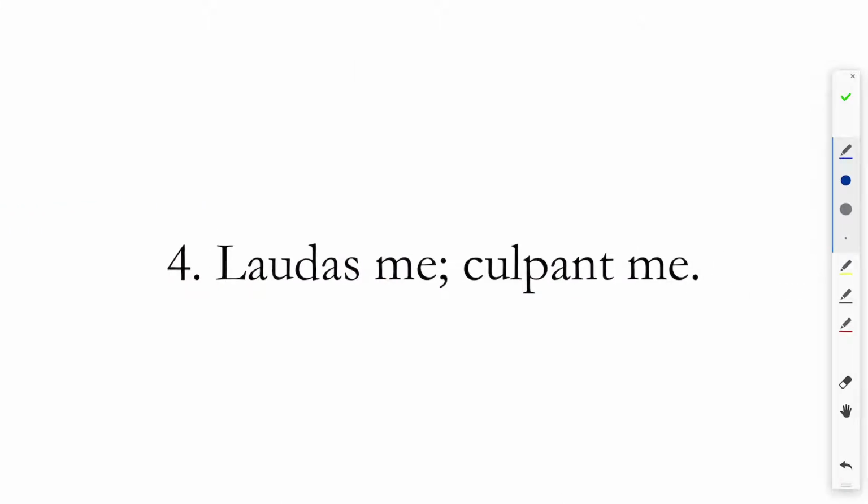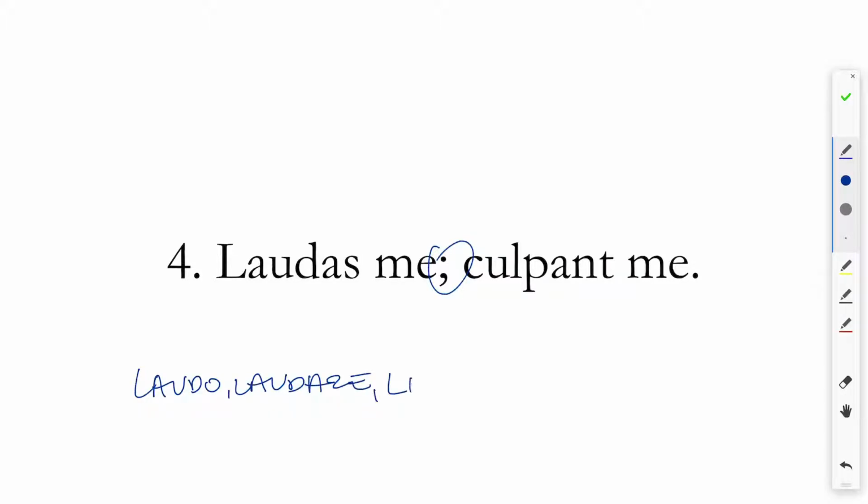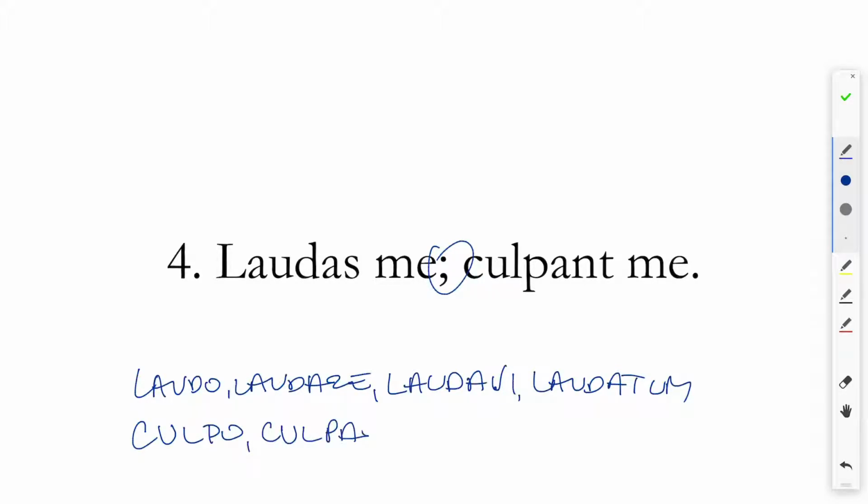Number 4, laudas me, culpant me. Both of these end in me. These are two separate sentences separated by the semicolon. Laudas me, culpant me, but yet there are two different meanings, two different subjects. Laudas comes from the Latin word laudo, laudare, laudavi, laudatum, and culpant comes from culpo, culpare, culpavi, culpatum.